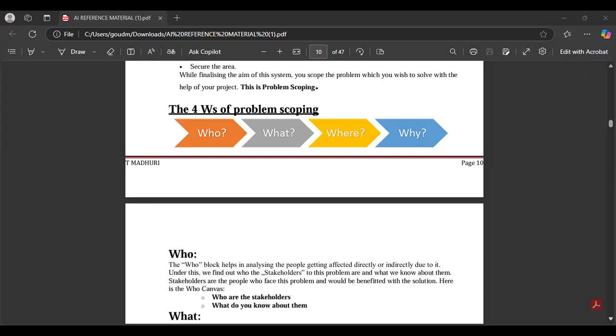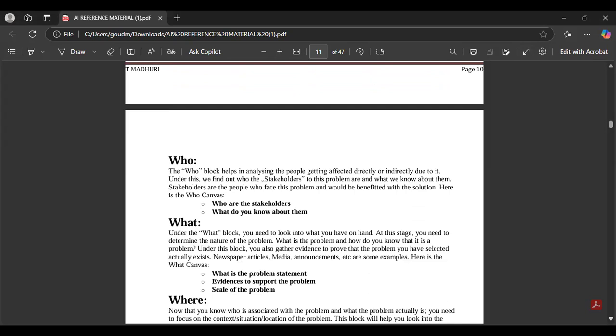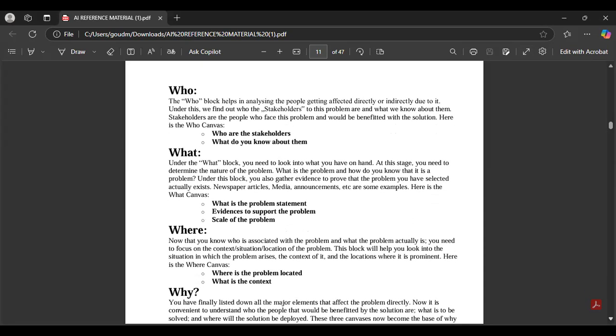Who block represents who are the stakeholders. What do you know about them? Means you will identify the people who are getting affected directly or indirectly due to the problem. Those people we will call the stakeholders. And how they were facing this problem, and with your solution, how they will benefit. This is the Who canvas. Who block means you will analyze the people getting affected directly or indirectly, means you will identify who the stakeholders are. What do you know about them? Means how they are getting affected by the problem.